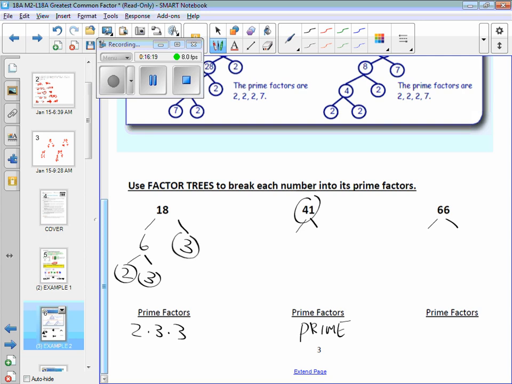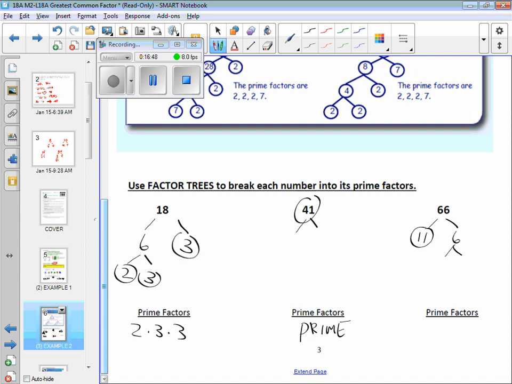Let's do 66. 66 is composite, so get us started. There's a couple ways you can do it. 11 times 6. Could have done also 22 times what? 33. We know 22 times 3 would work too. It doesn't matter how you start. You'll still wind up with the same prime factors. Max, which one's prime, if any? 11. Circle it.